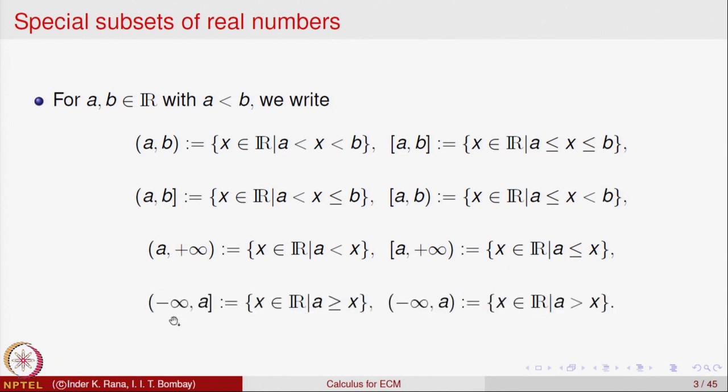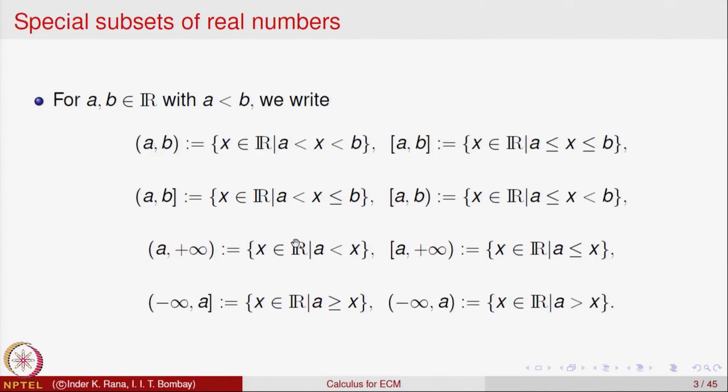And similarly, minus infinity to A. So, if I put a minus sign before the symbol infinity, this is read as minus infinity, and square A, that means I am looking at all numbers which are less than or equal to A. So, from A onwards including A, and if I put minus infinity comma A with a circular bracket, that is all numbers x which are strictly less than A. So, these are special type of sets, and these are called intervals.